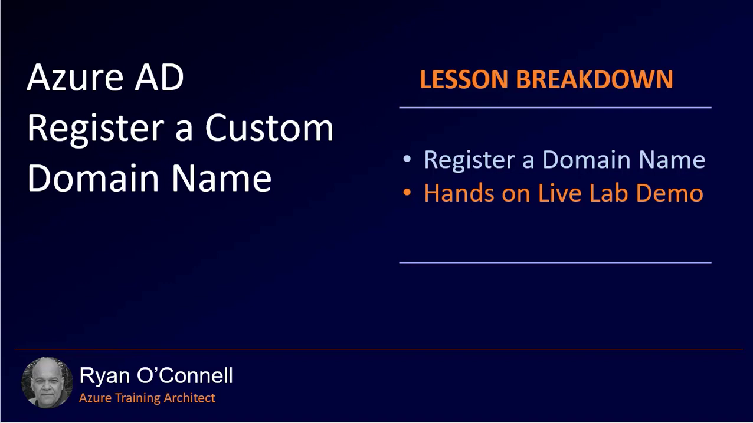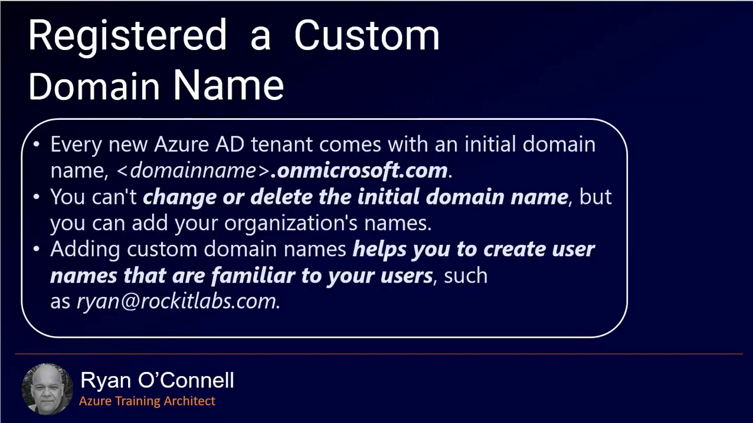In this live video we're going to talk about Azure AD registering a custom domain name and why we would want to do this. When you create your Azure tenant for the very first time, your Azure tenant will automatically give you a domain name .onmicrosoft.com, for example ryan.oconnell.onmicrosoft.com or BillyBobBurkesBikes.onmicrosoft.com, whatever you initially set up your tenant with. You can't change or delete this domain name, but you can add your organization names.